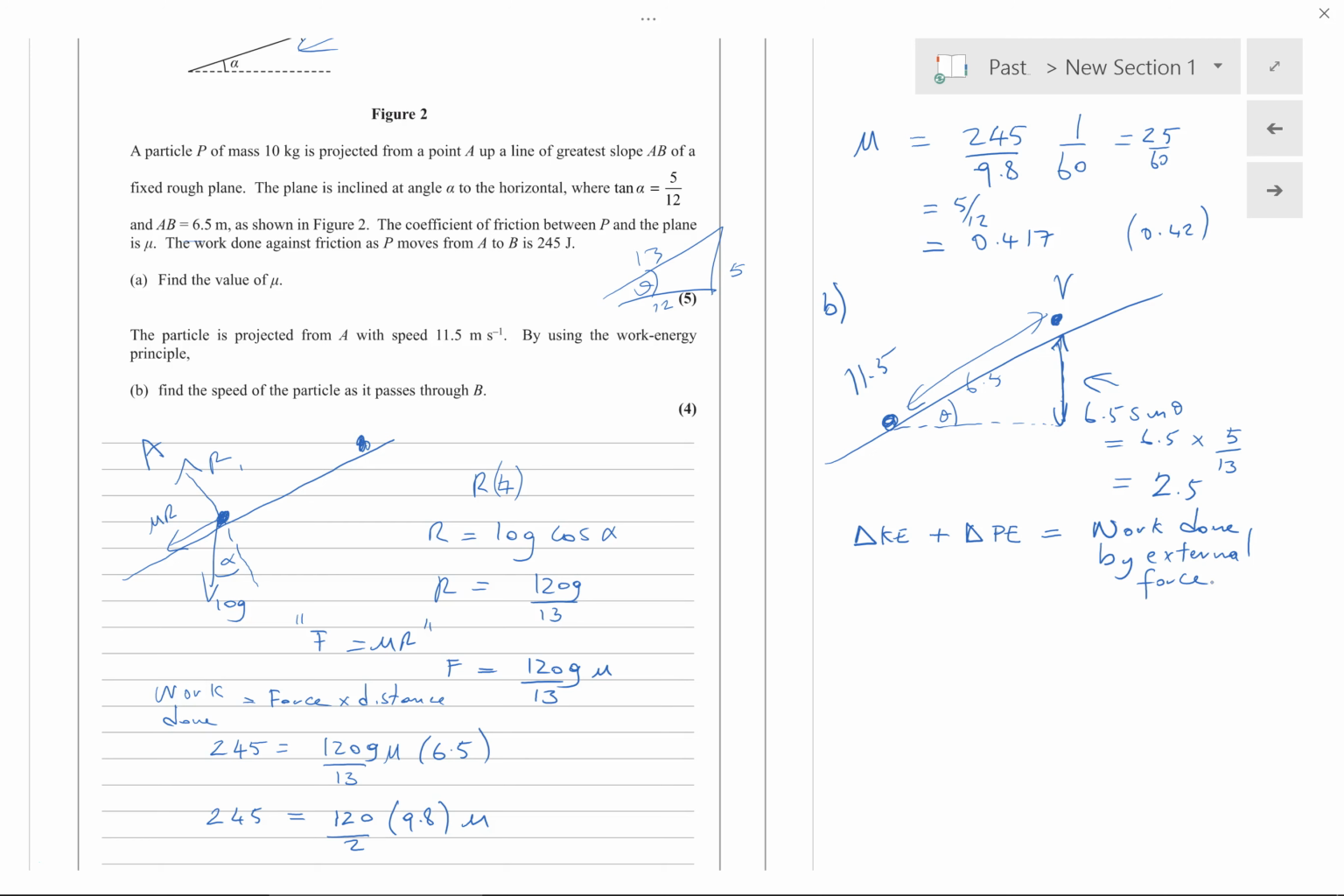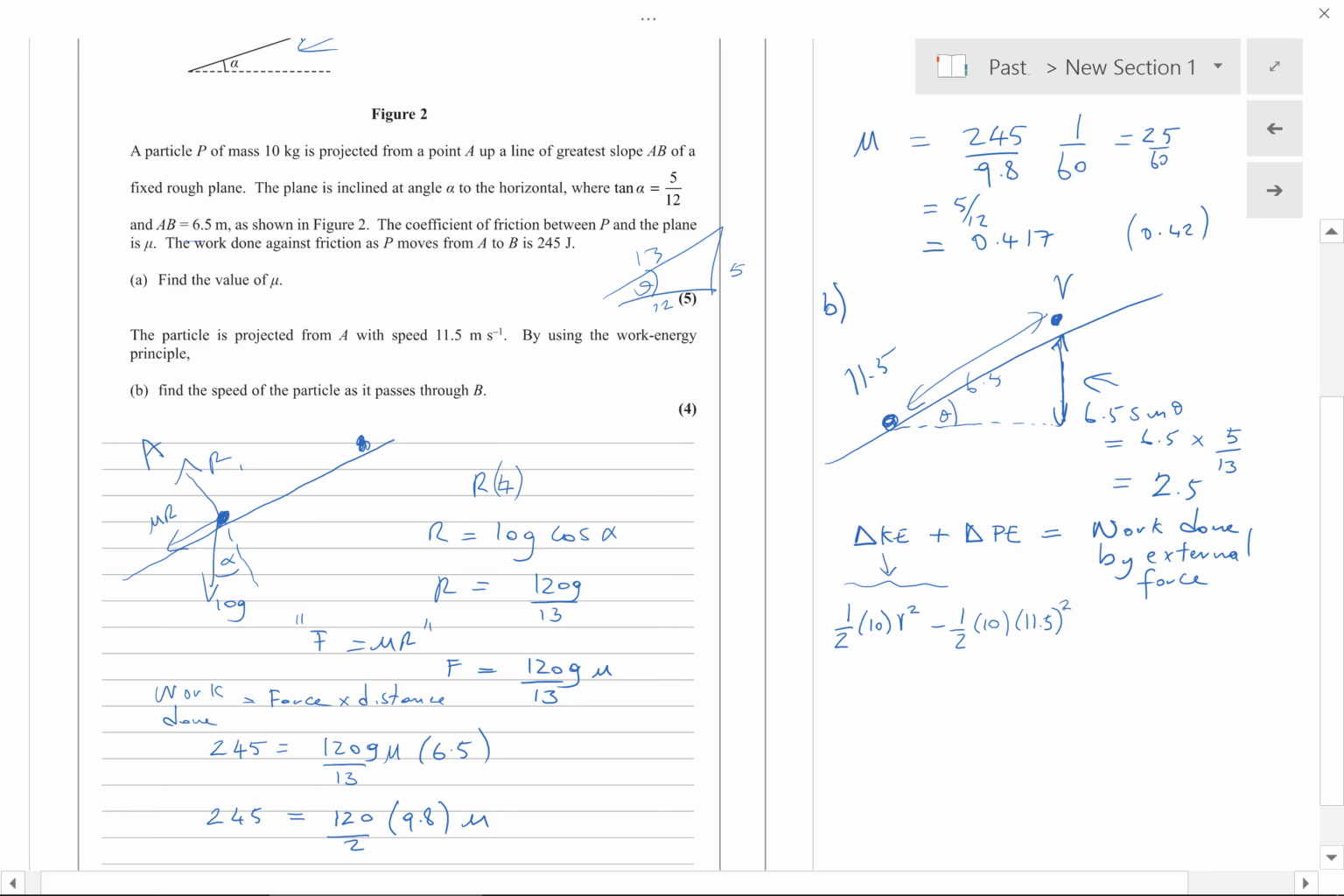Right, now the only thing we need to be careful of is signs. So if it's a loss or a gain, now it's going to have lost kinetic energy, so this needs to be negative. V is going to be less than 11.5. It's lost kinetic energy, so it's final take away initial basically. We are told the mass, so it's half times 10 times V squared, which we're trying to work out, take away the initial, this is the delta KE bit here, times the initial velocity, which is that.